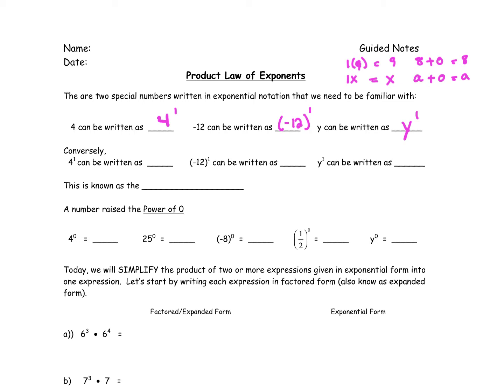So this one is just for exponents. If I raise a number to the first power, it keeps its same identity. So 4 raised to the first power would still be 4. Negative 12 raised to the first power would still be negative 12. And y to the first power would be the same thing as y. So that's known as the identity law, or the identity property.